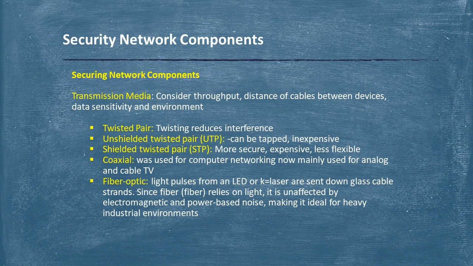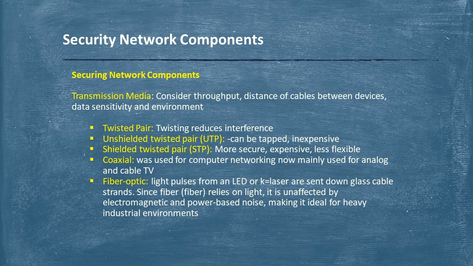Now let us take a look at the transmission media, the cables. Twisted pair: twisting reduces the interference. Unshielded twisted pair can be tapped and is inexpensive. Shielded twisted pair is more expensive, more secure, less flexible. Coaxial cable was used for computer networks, now mainly used for analog and cable TV.